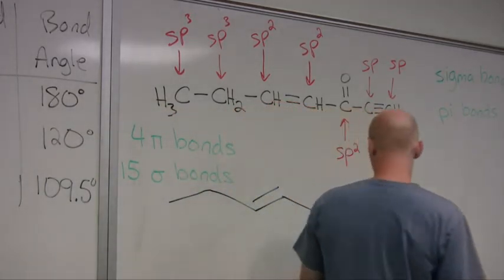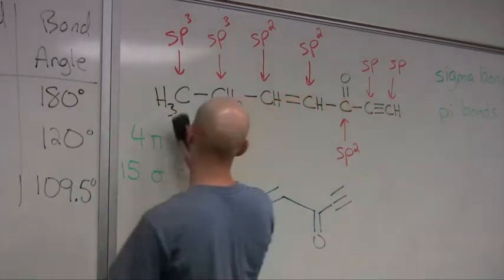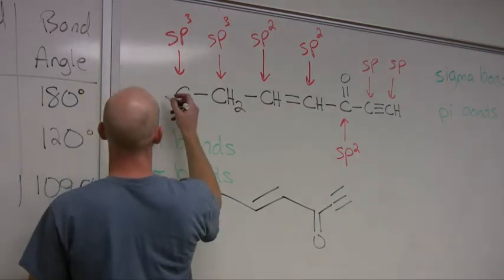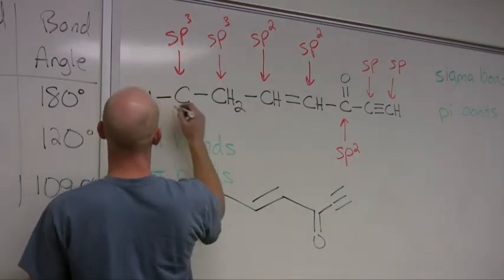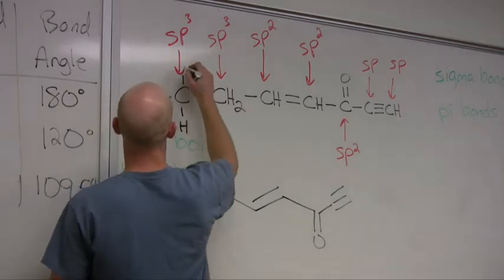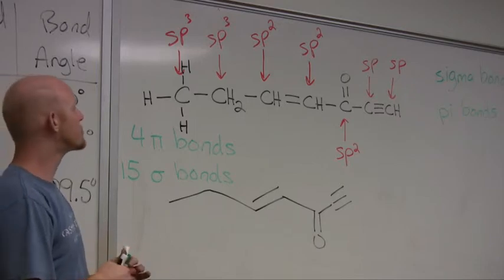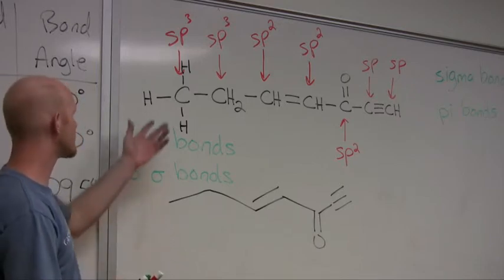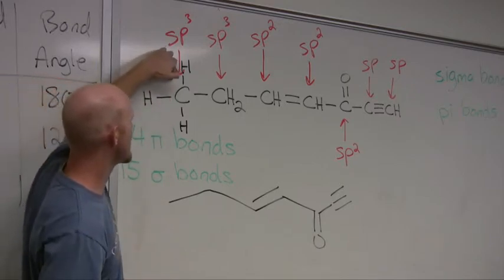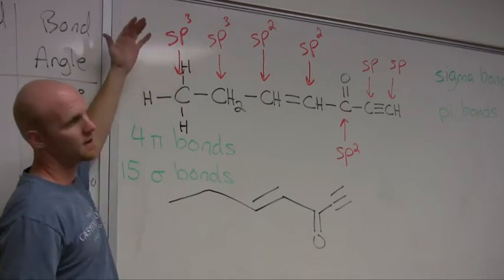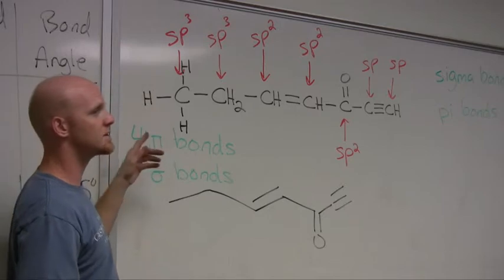So let me ask you guys another question. What if I were to actually have drawn those H's out? So in my drawing, being somewhat of a Lewis structure here, what does this angle look like it is? 90. What is it really? 109.5.